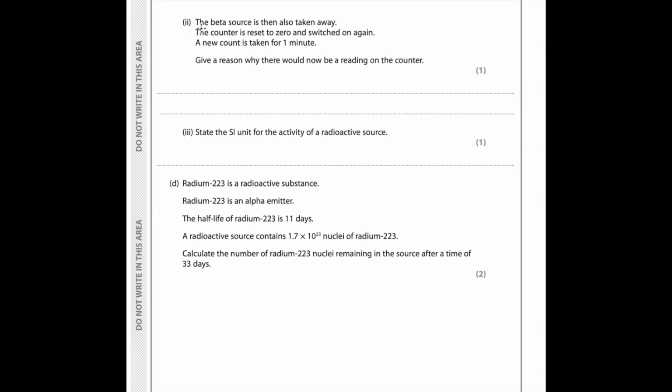Part 2. The beta source is then also taken away. The counter is reset to 0 and switched on again. A new count is taken for 1 minute. Give a reason why there would now be a reading on the counter. So why is there still a reading? It's because of background radiation. Background radiation is still there.